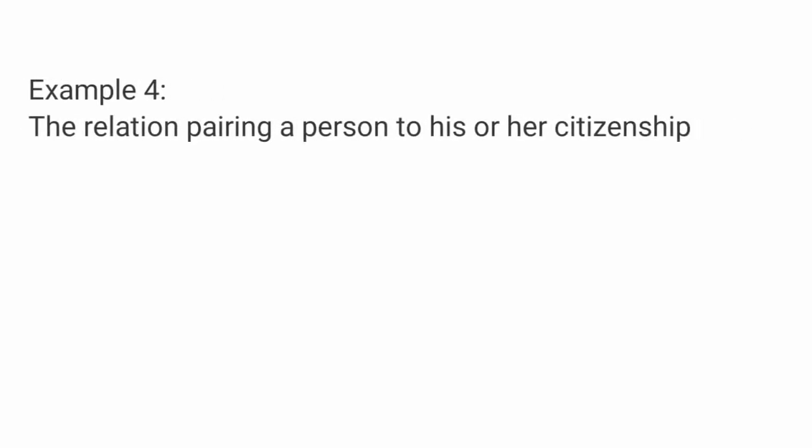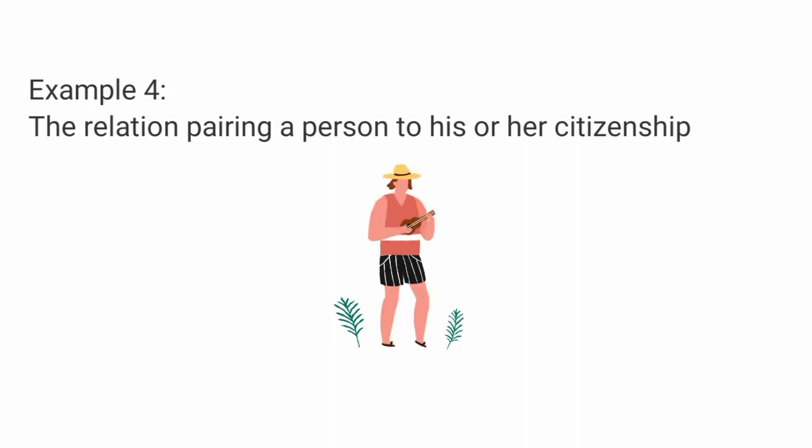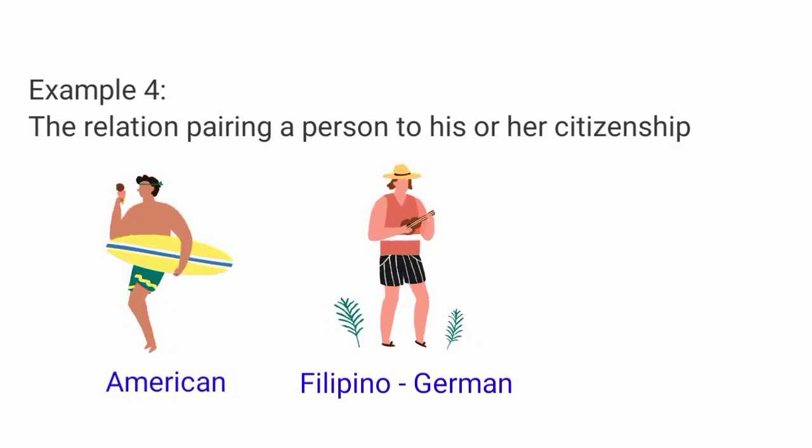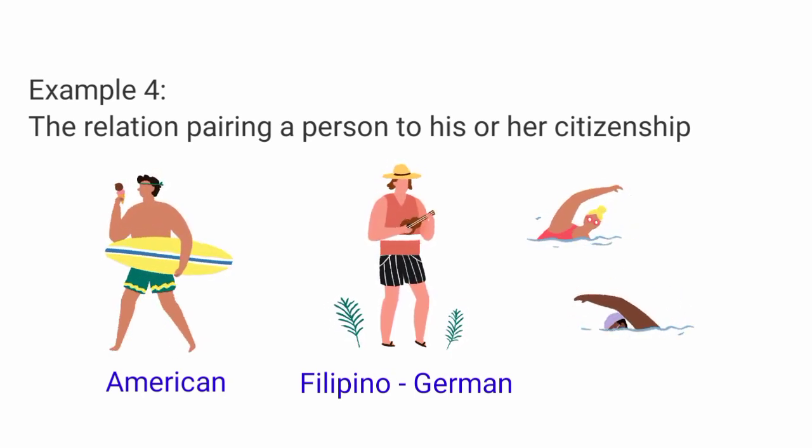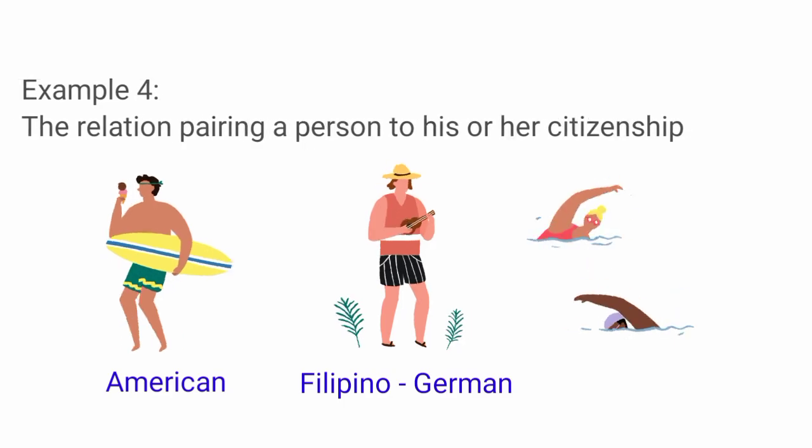Our next and last example is the relation pairing a person to his or her citizenship. A person here could be a full Filipino or could also be a Filipino-German individual. Another person here could be a full American citizen or any other citizenship. Therefore, the relation between a person and his or her citizenship is not one-to-one.